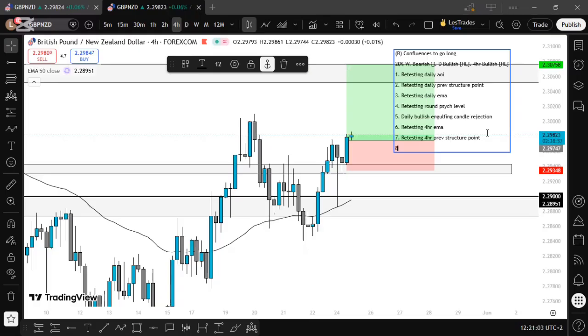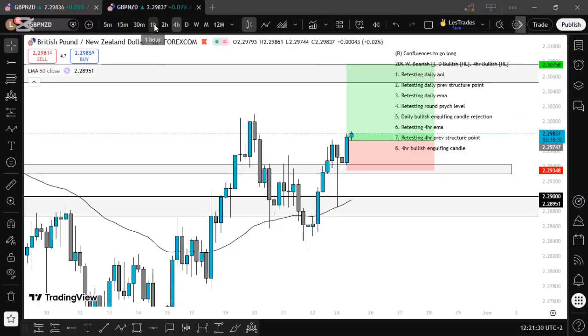You understand me? And then number 8, we do see that we have a nice 4 hour bullish engulfing candle. I mean, bro, I don't think it gets any better than this, bro. Like, this is literally it, bro. Yeah, I really do love how this is panning out.